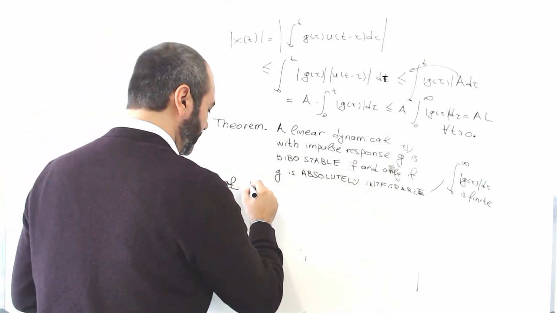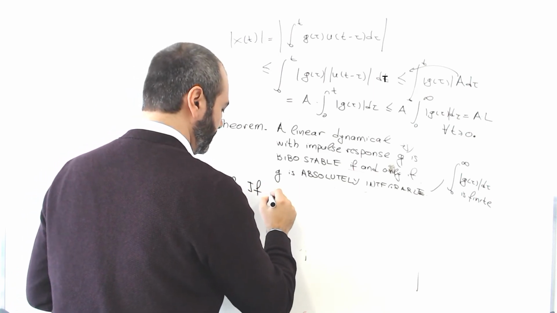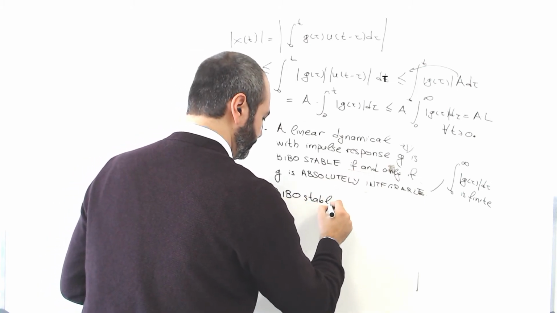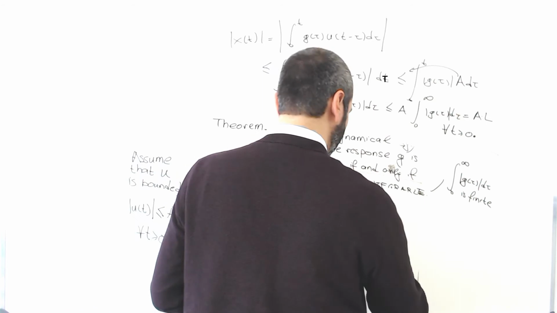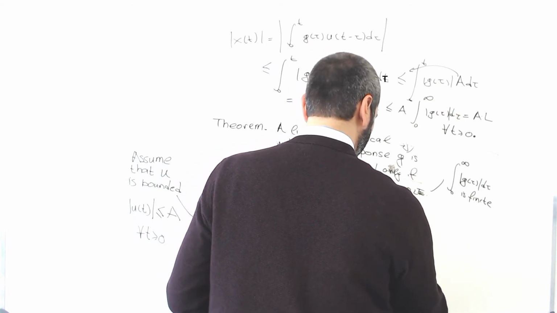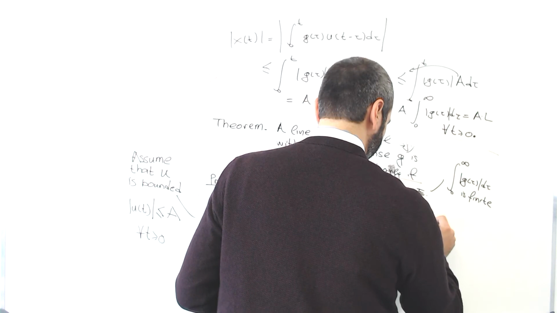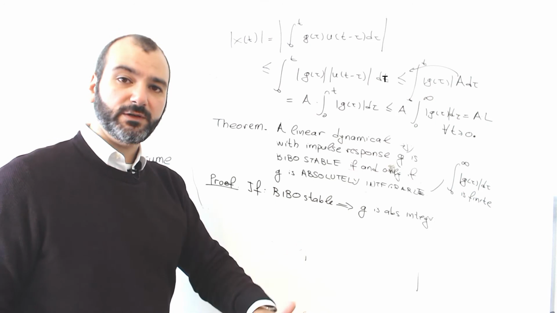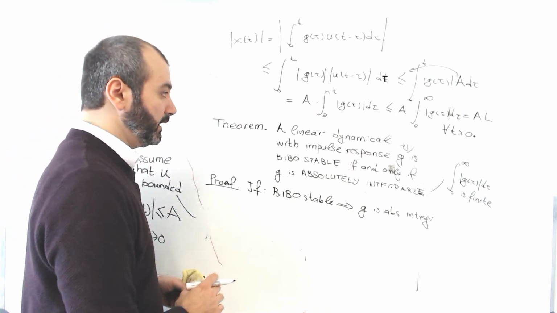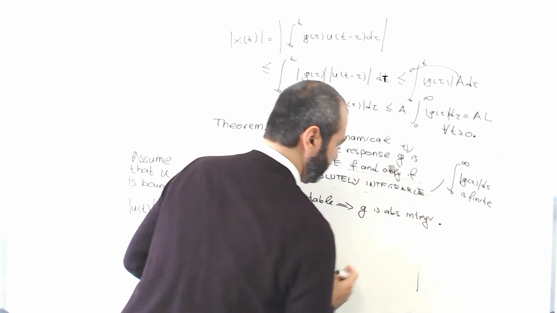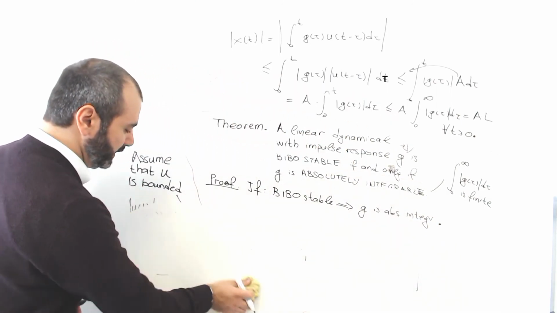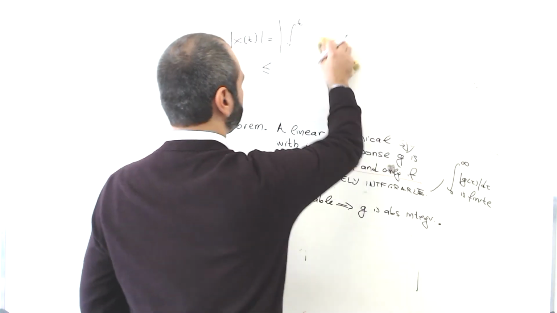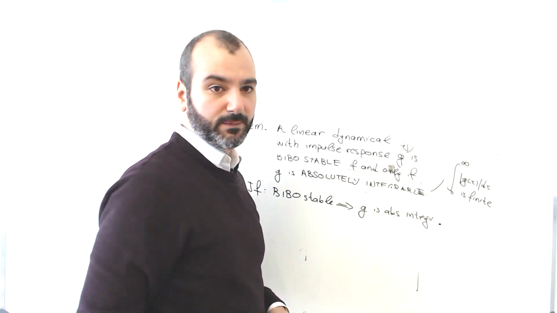It remains to show that if the system is BIBO stable, then g is absolutely integrable. That is a very nice proof. It's not difficult either, but you can find this in the textbook. So that's the first theorem, and we can use it actually to check whether a given dynamical system with a given transfer function is BIBO stable.